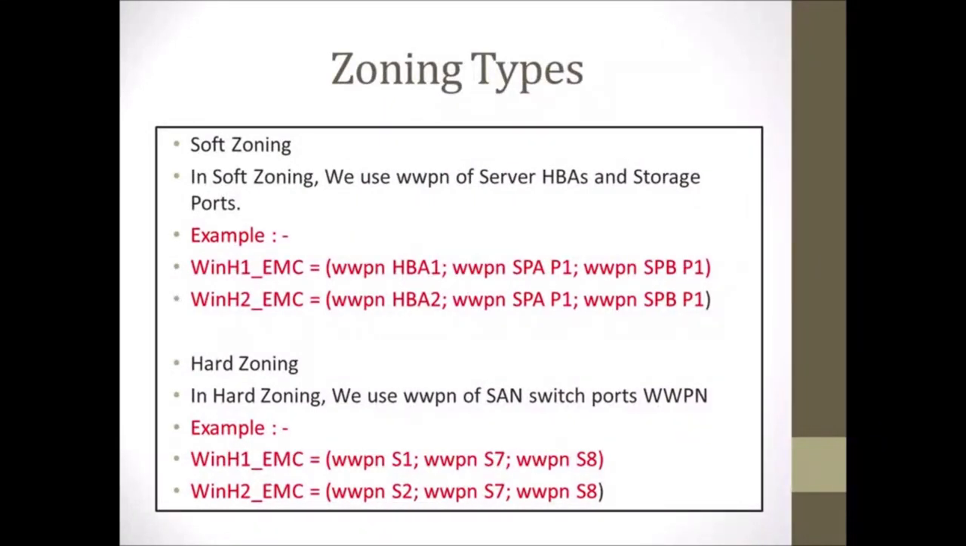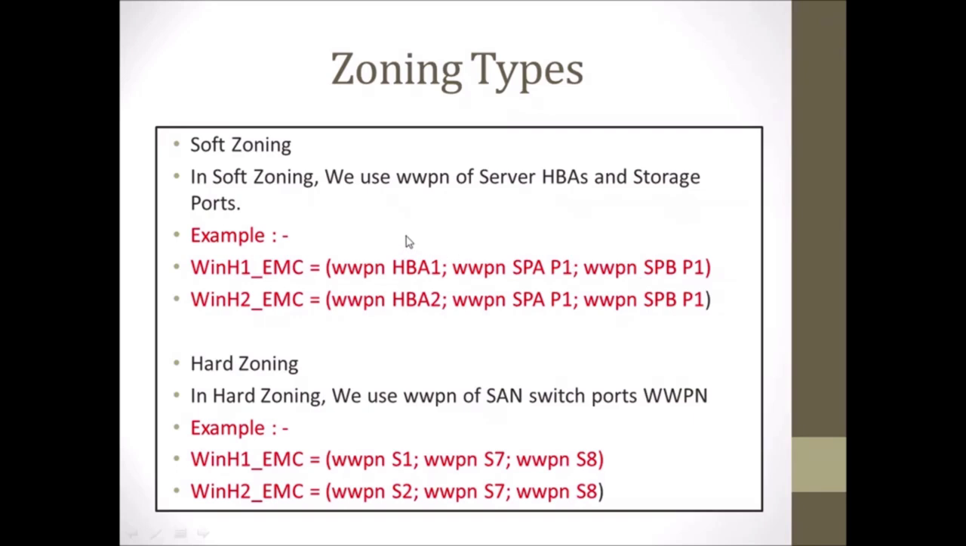Then in zoning, there are two types available. The first type is soft zoning, and the second type is hard zoning. Okay, and it is very easy to understand. You can see in the definition, in soft zoning, we use the WWPN of server HBAs and storage ports. Okay, so as an example, let's say our server name is Windows, and we have decided to use WinH1_EMC as the zone name. So in that case, we'll require the WWPN of HBA 1, then the WWPN of SPA P1, and the WWPN of SPB P1.